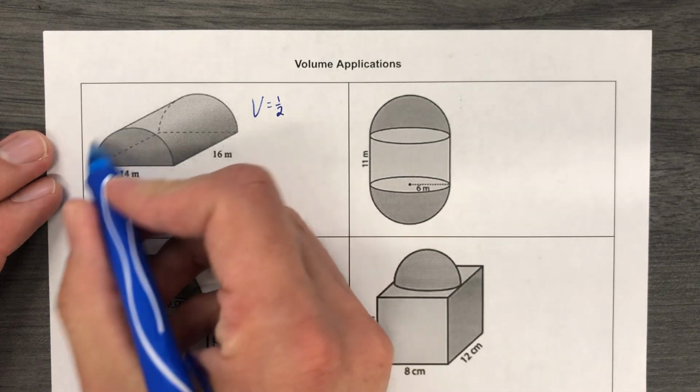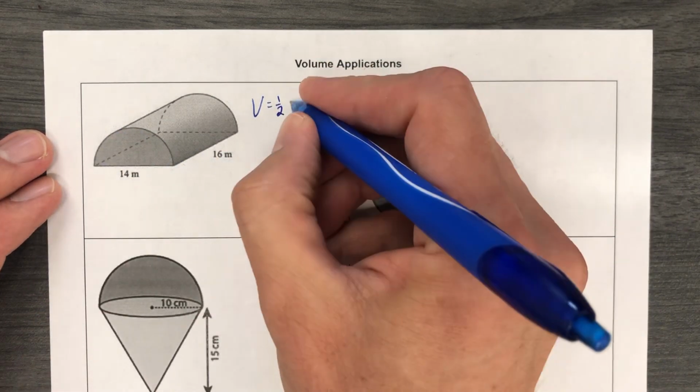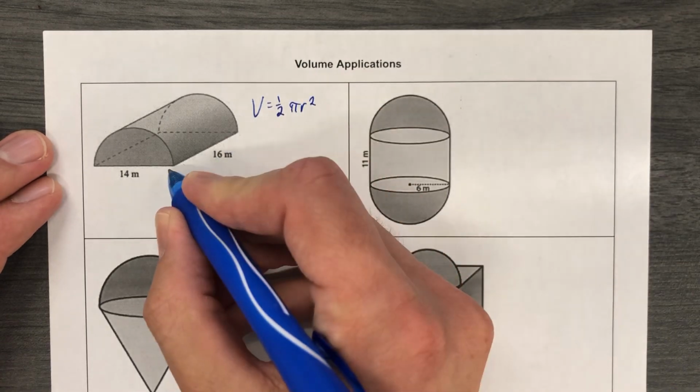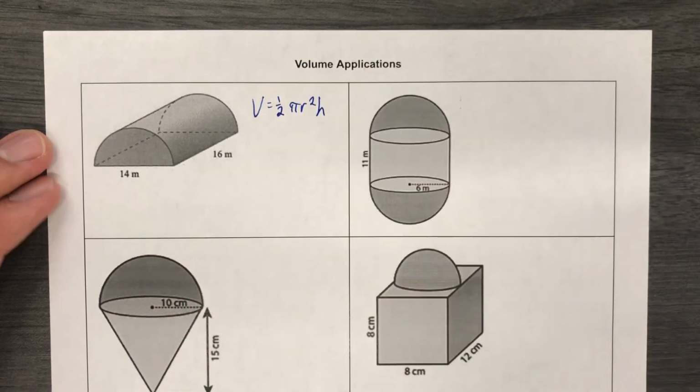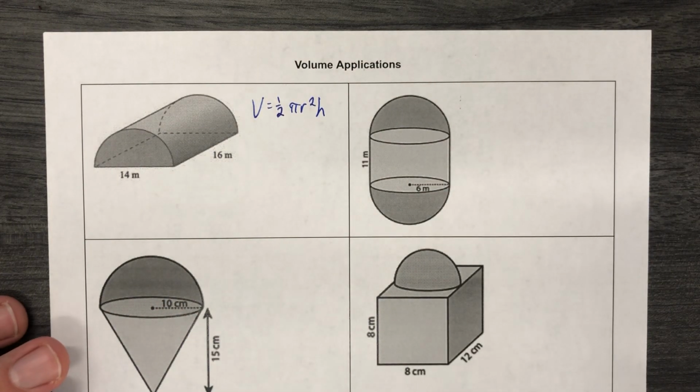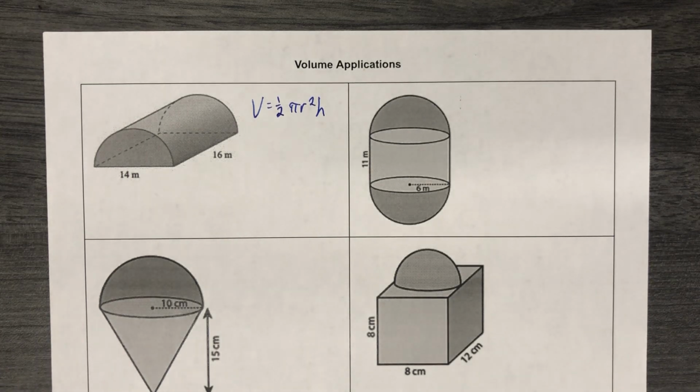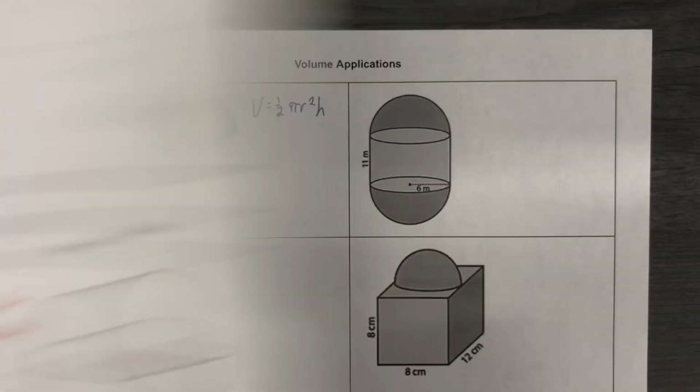It would be the area of the circle, which would be pi r squared, multiplied by the height, and the height is sideways in this case, so it's 1/2 pi r squared h. That's all it would be. And we can verify that. There it is. Just take half of that.